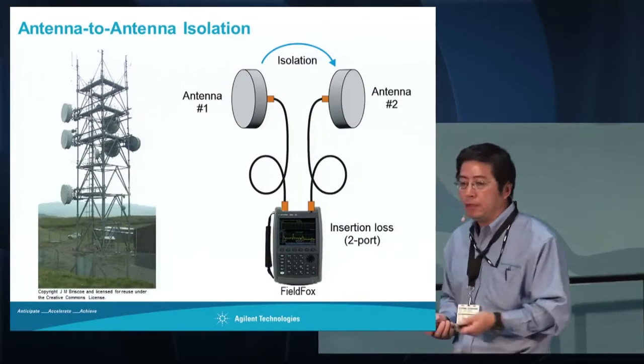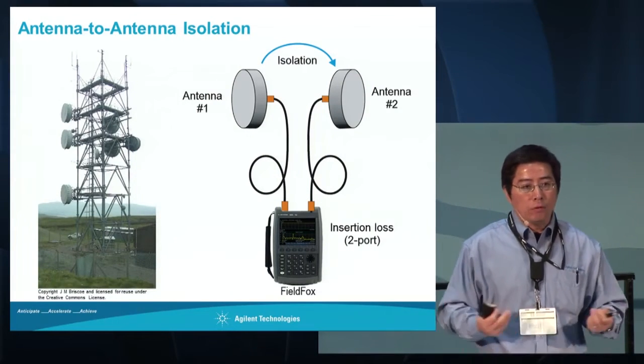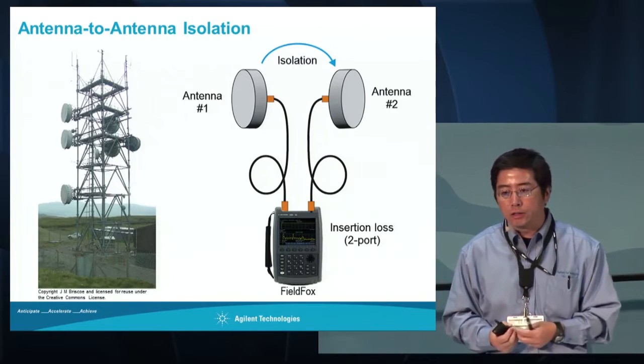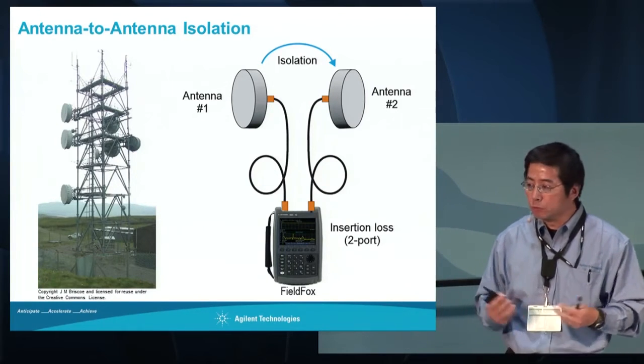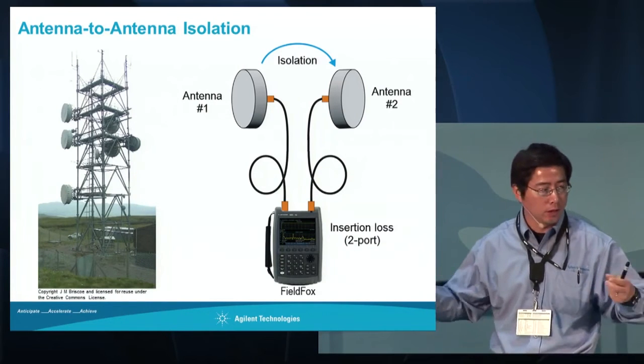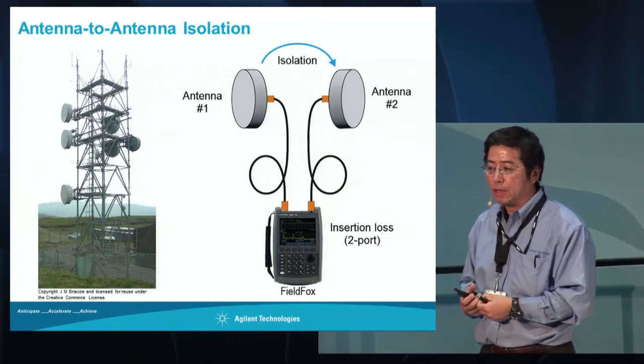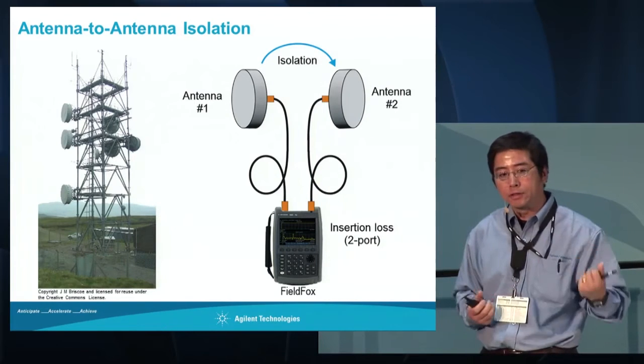Okay, let's look at the first measurement, antenna oscillation. Why is antenna oscillation important? It's critical for today's industry. Look at real estate on the towers getting very, very limited. So you have a lot of antennas next to each other, and they start to interfere with each other, especially when you test an antenna and the other antenna is hot.